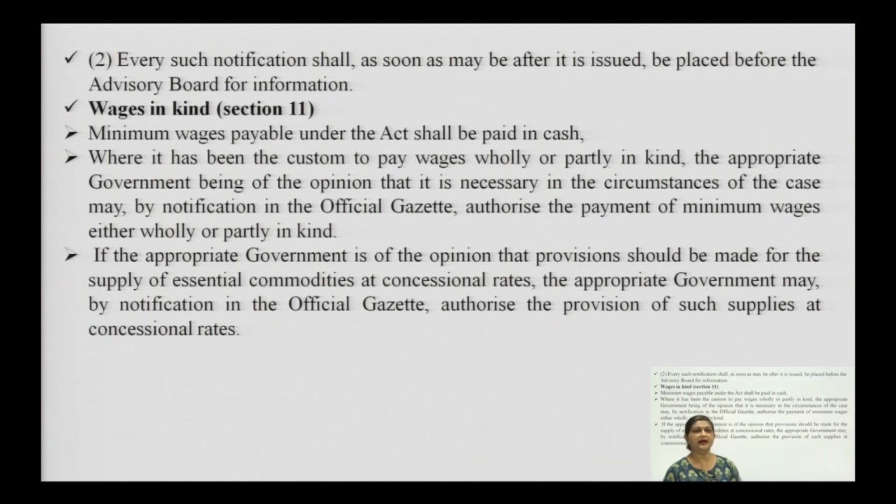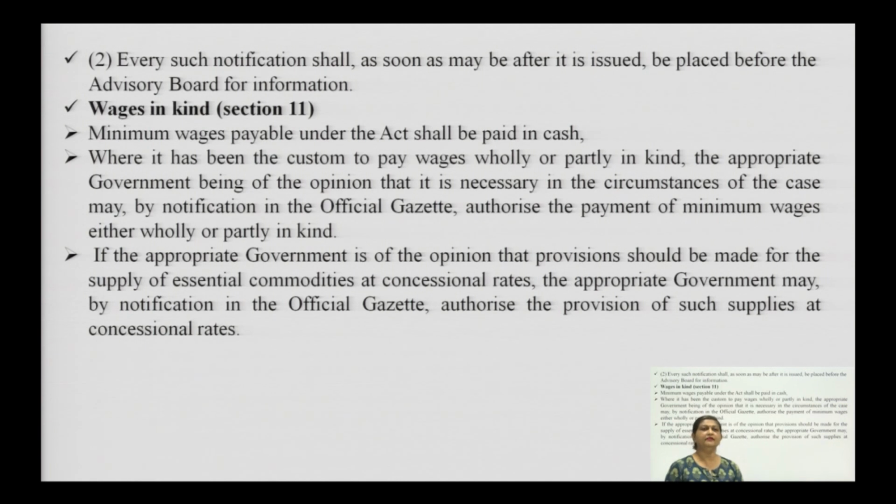Now, wages in kind. Basically, minimum wages payable under the act shall be paid in cash. Where it has been the custom to pay wages wholly or partially in kind, the appropriate government, being of the opinion that it is necessary in the circumstances of the case, may by notification in the official gazette authorize the payment of minimum wages either wholly or partially in kind. We have studied in the Payment of Wages Act that every person who is an authority within the industry or factory is responsible for the payment of wages.